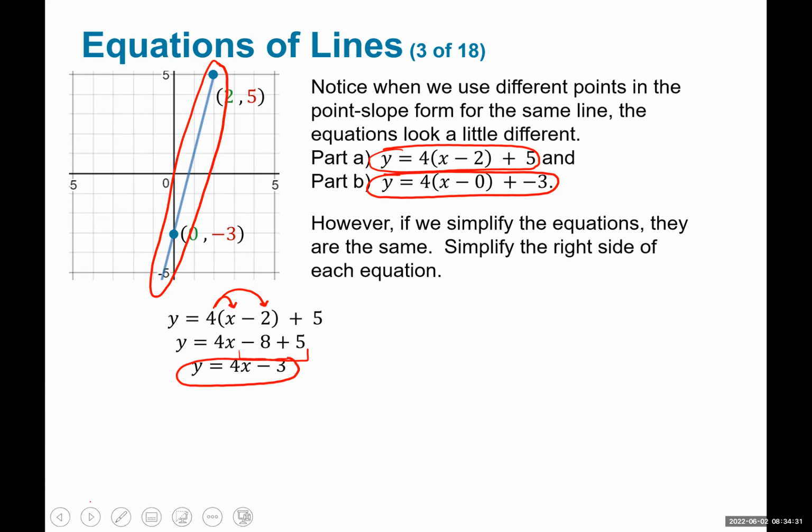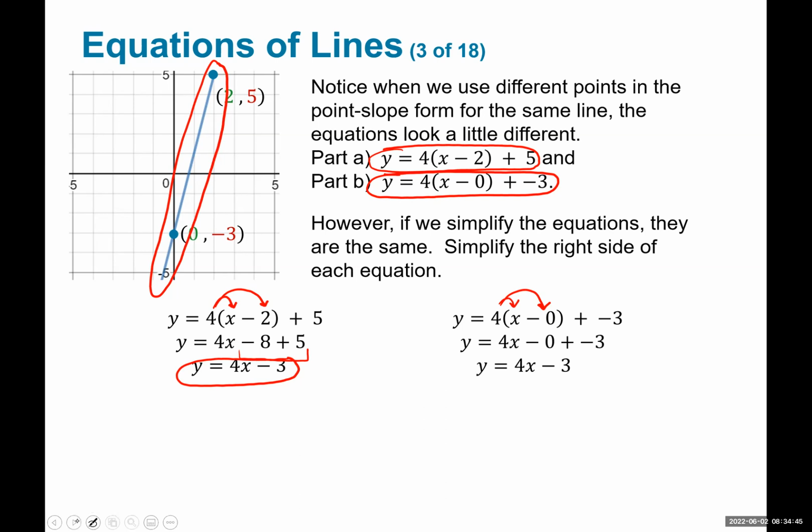Now let's take the one from part B and simplify it. Again, you can distribute. You're going to get 4x minus 0 plus a -3. Simplifying that further gives you 4x minus 3. Notice that these are the exact same. They should be because they're the same line. It's just a simplification of values, multiplication, addition, subtraction, and combining like terms, so that you can see that the equation is actually the same.